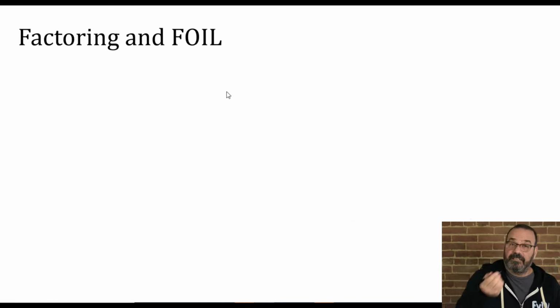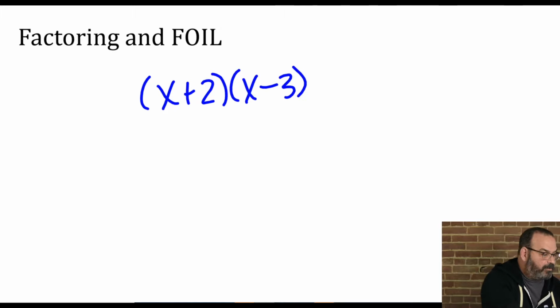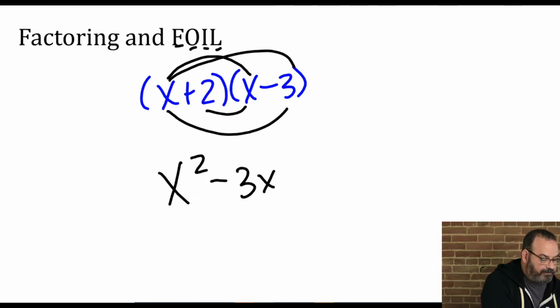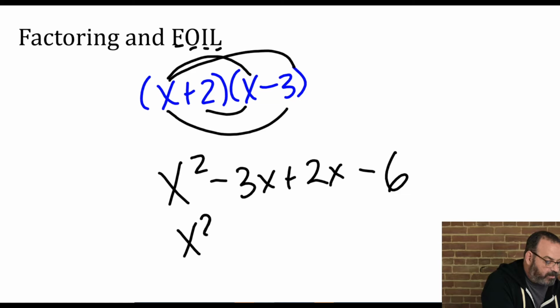Factoring and foiling. Let's use the example I just had. X plus 2 times x minus 3. To FOIL, you do the first, outer, inner, last. X times x is x squared. The outer is 3x, negative 3x. The inner is 2x, and the last is negative 6. We combine like terms, and we get x squared minus x minus 6.